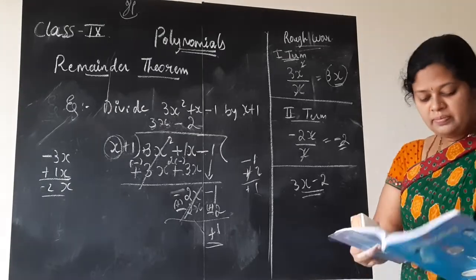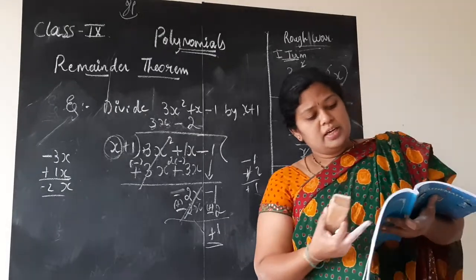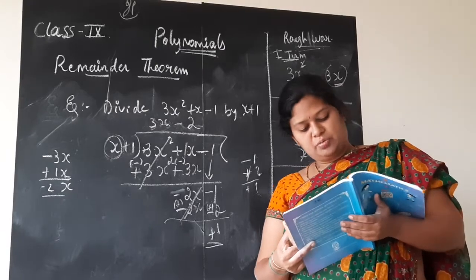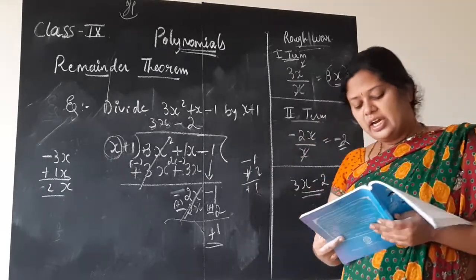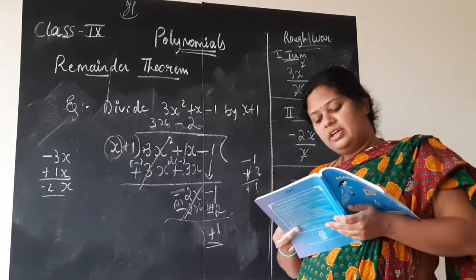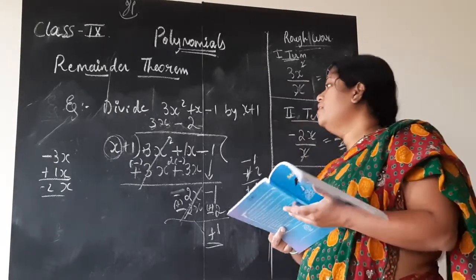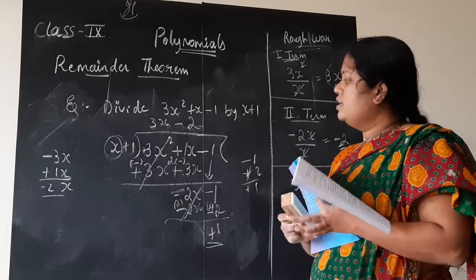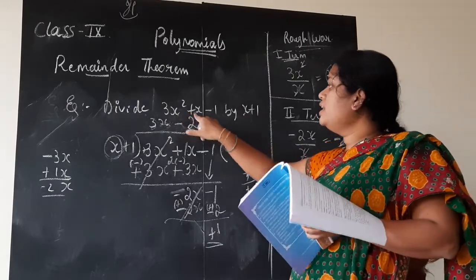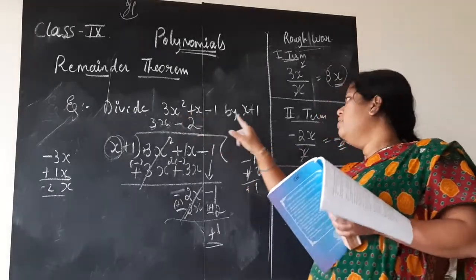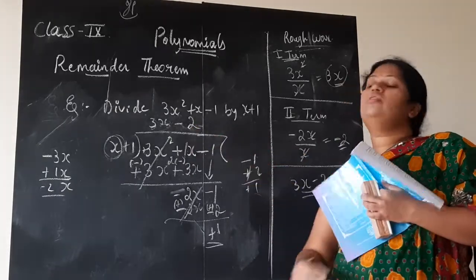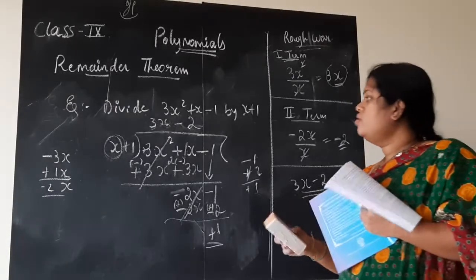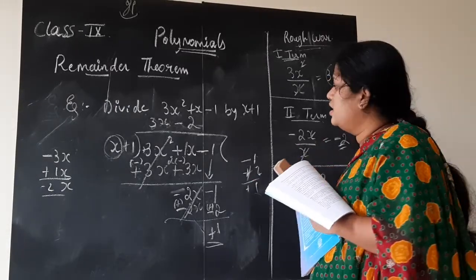So one more thing here, in page number 68 in your textbook, children, under step 6 one formula is given there. Dividend is equal to divisor into quotient plus remainder. So here our dividend is 3x square plus x minus 1, divisor is x plus 1, remainder is plus 1, quotient is 3x minus 2. So they have given one formula here under the remainder theorem.